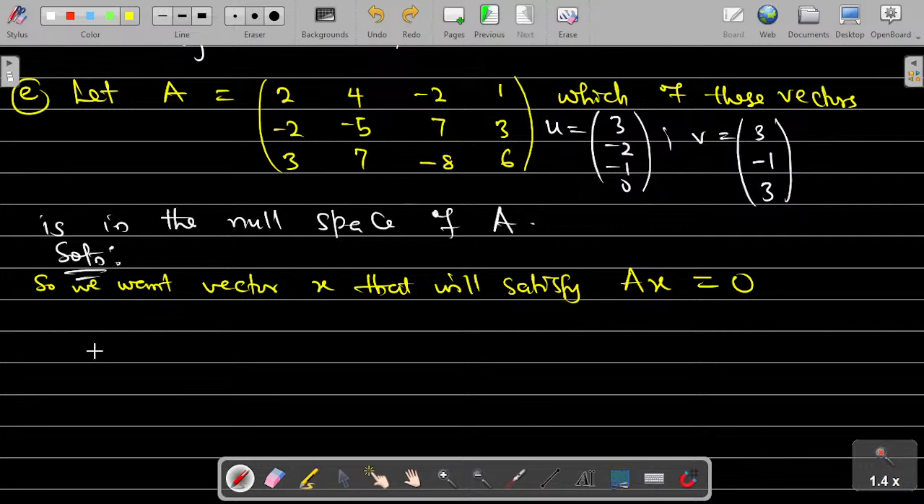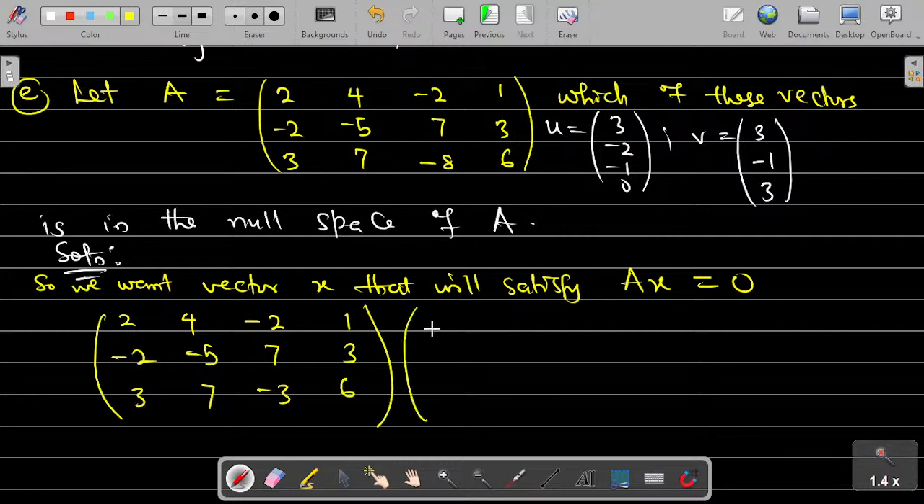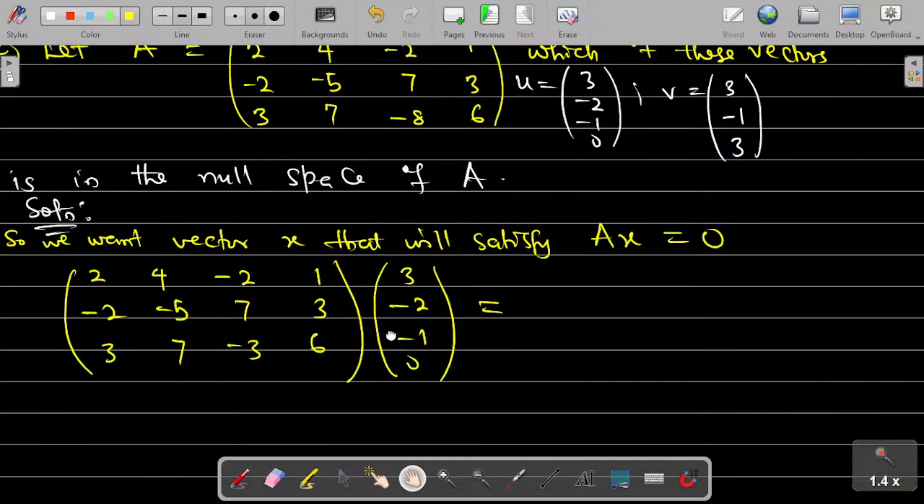So that means we are only going to try u. V is already out of the case. So let's try u and be sure before we conclude. If u does not satisfy the equation, it means that none of them is in the null space of our A. So we have 3, -2, -1, and then 0. Okay, so let's do this multiplication.